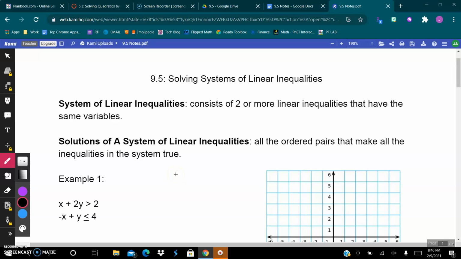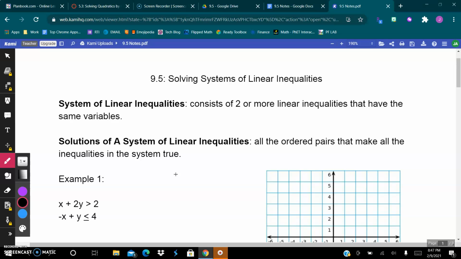For section 9.5, we're going to look at systems of linear inequalities. Same type of situation, wanting to know where they overlap. Because they're inequalities, we're not going to get an exact answer of x equals 3 or y equals 5. These are going to be x is greater than 2 and such things, so we're going to have to do some shading.